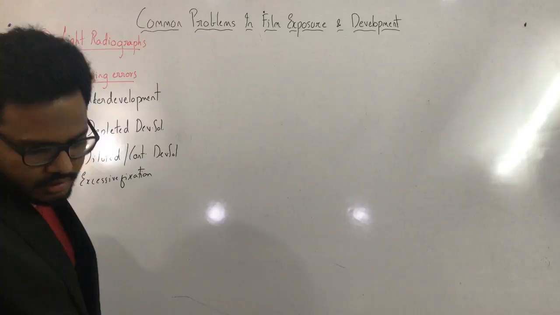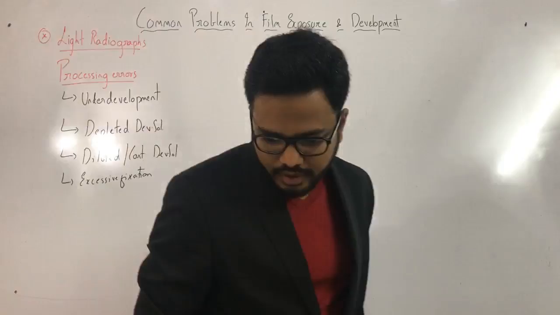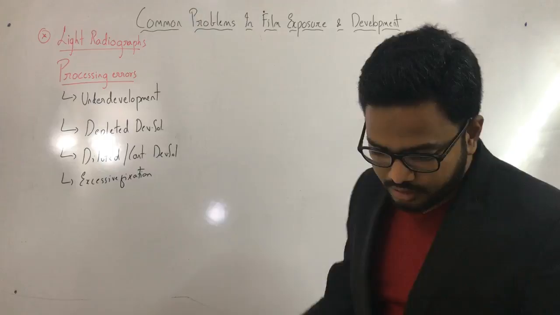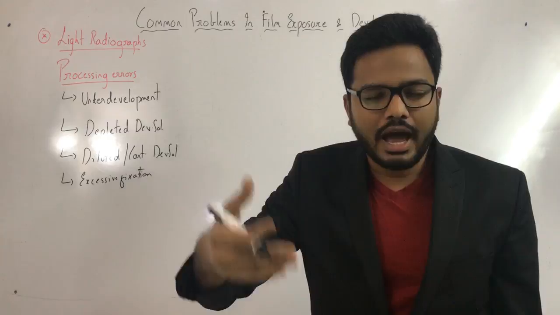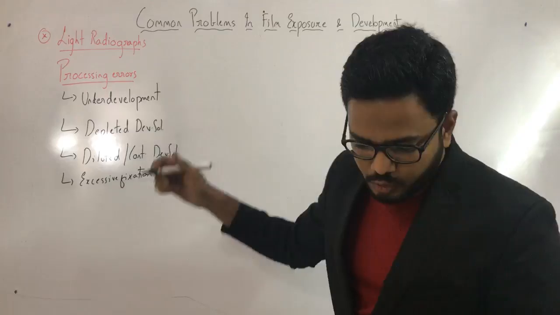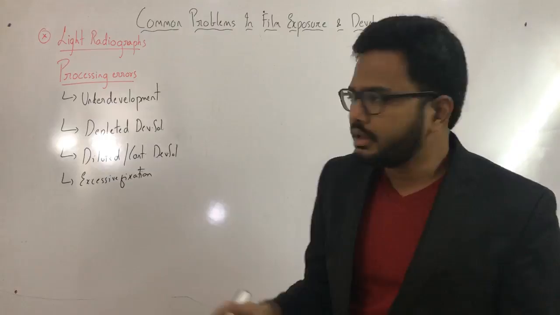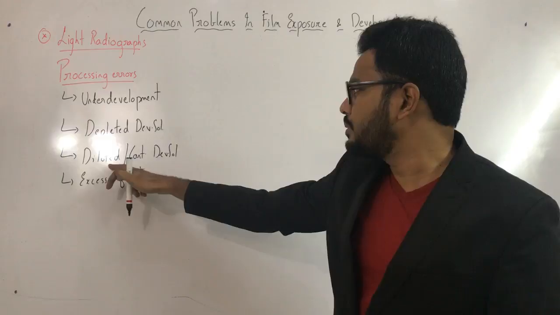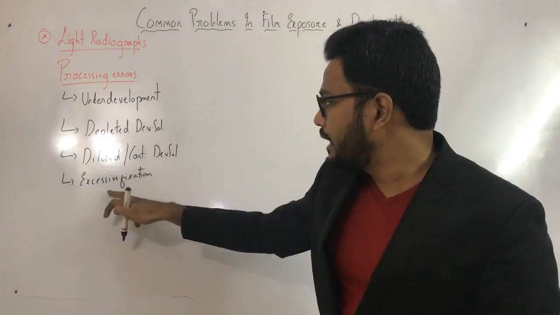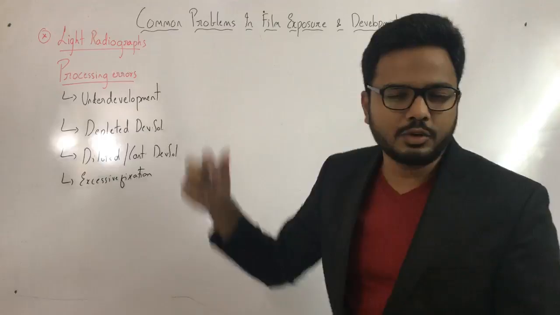So various processing errors because of which we find light radiographs include, as you said, underdevelopment. So this underdevelopment can be either too low temperature. I mean, if you remember, we have a table where they've given you the temperature and the duration of your developing. So too low or developing for too less time or less duration can lead to your light radiograph, or depleted developer solutions, or diluted or contaminated developer solutions, or even excessive fixation. These are some of the processing errors which can lead to light radiographs, isn't it?